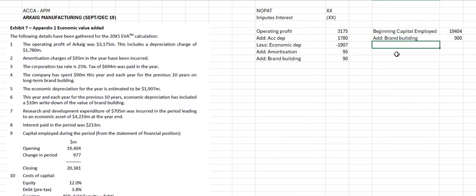Okay. So if I capitalize this, remember it has to be amortized. Brand building, you don't use it forever. There will be a useful lifetime. There was one point that says, okay, look at point number 6. This year and each year for the previous 10 years, economic depreciation has included a 10 million write down of the value of brand building. See, every year they are writing off 10 million as amortization of this brand building. Right? So that I have to subtract now from this 90 million which I capitalized.